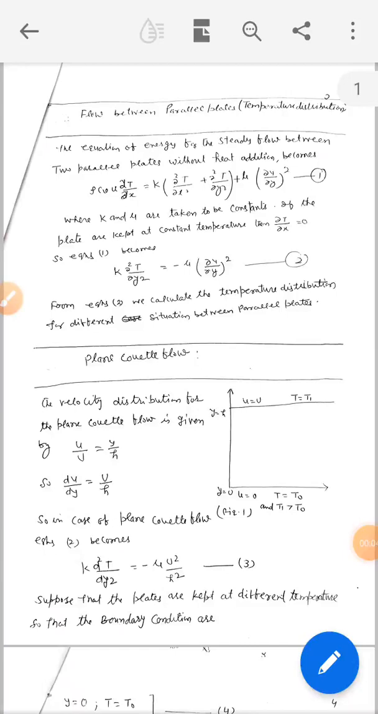In this video, we study the flow between parallel plates. We also discussed three cases of flow between parallel plates: plane Couette flow, plane Poiseuille flow, and generalized plane Couette flow. In all three cases, we discussed velocity distribution. Now, in this chapter, we discuss the temperature distribution for flow between parallel plates.